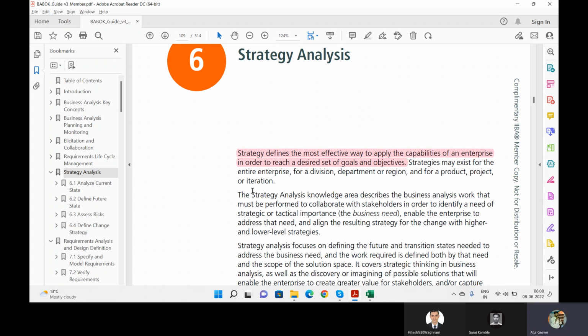So this particular chapter, the Strategy Analysis knowledge area, describes the business analysis work that must be performed to collaborate with stakeholders in order to identify needs of strategic or tactical importance.